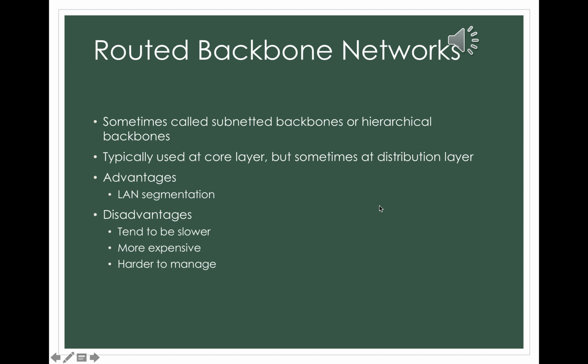Routed backbone networks are sometimes referred to as subnetted backbones or hierarchical backbones. They're usually used to tie buildings together or other large campus type situations. Sometimes they do exist at the distribution layer, however. Advantages include LAN segmentation, and disadvantages include that they tend to be slower. Routing is slower than switching. More expensive. Routing is more expensive than switching. And harder to manage.